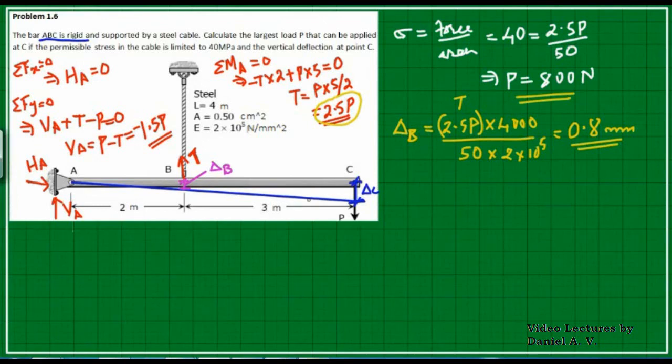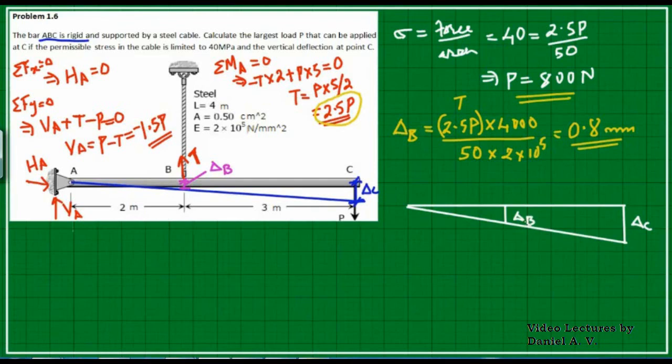Now we need to use the basic principle we learned in school, the principle of similar triangle. So what we have here is the undeflected member ABC. This was the earlier member, and after the application of the load, it got deformed like this. This particular value is our delta C, and this particular value is our delta B. The lengths are given. This is 2 meter, so 2000 mm. This is 3 meter, which is 3000 mm.